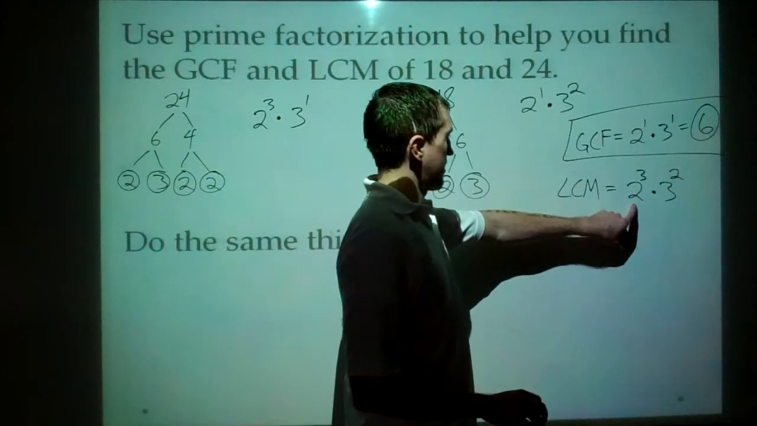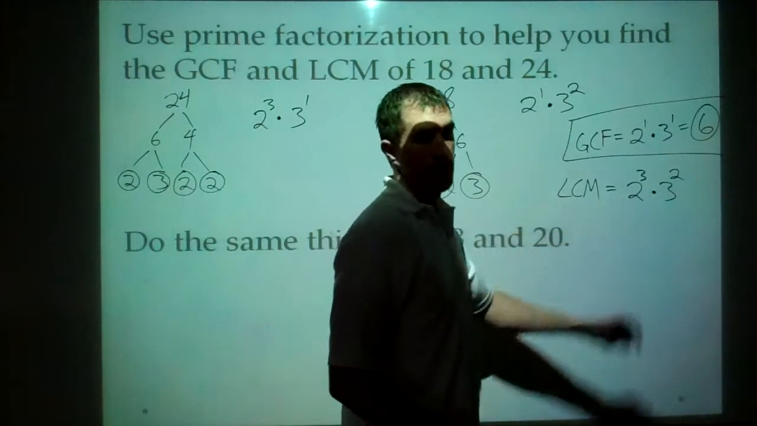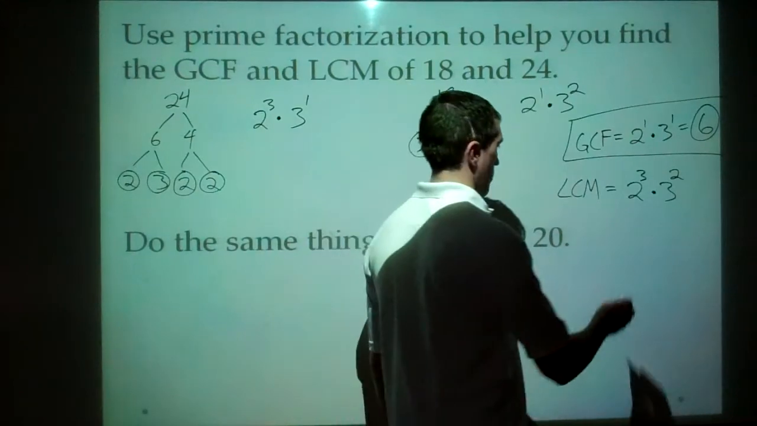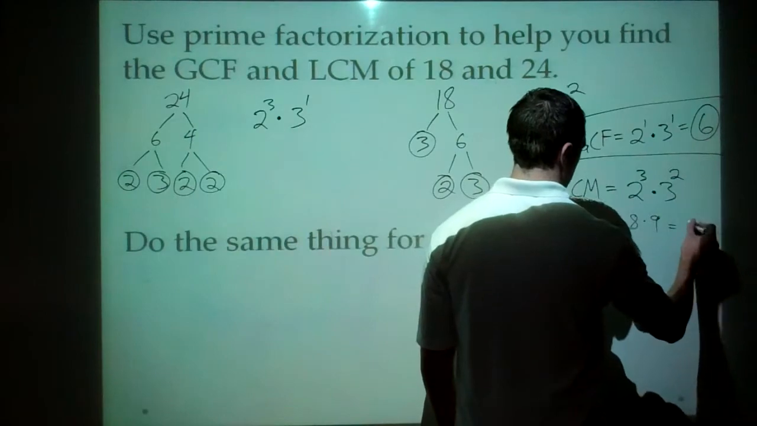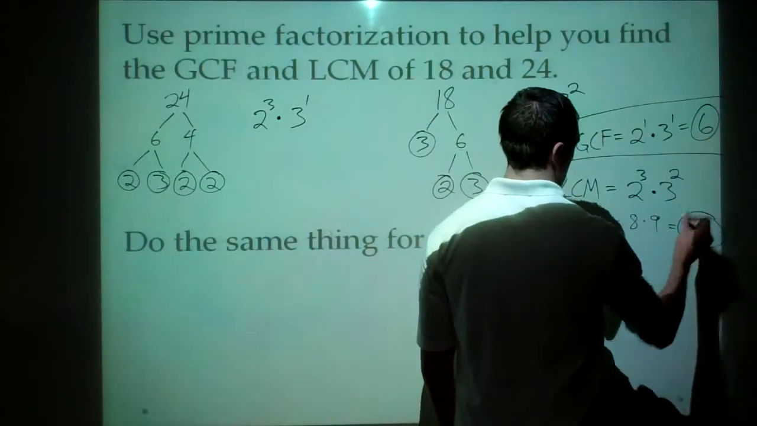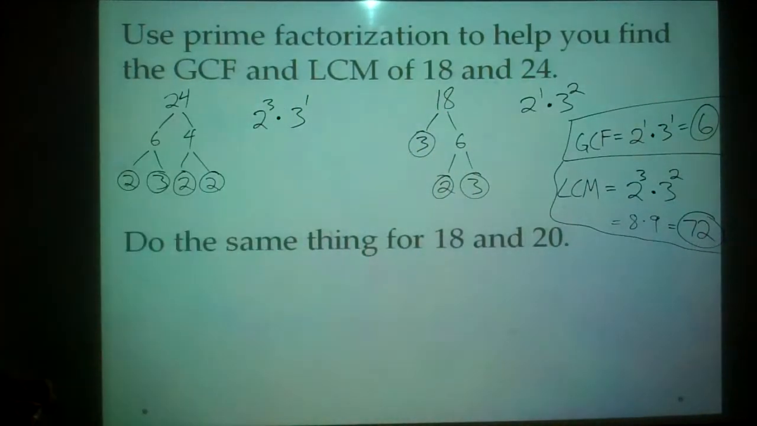So really what do we have here? We have 8, so 2 times 2 times 2 is 8, times 9, because 3 to the second is 9. So 8 times 9 equals 72. So that would be our least common multiple of those two.